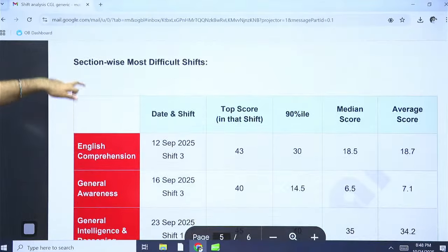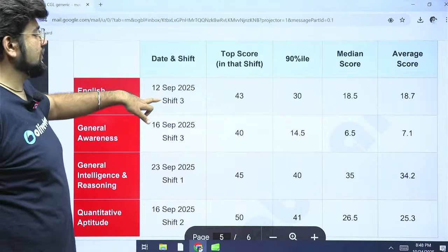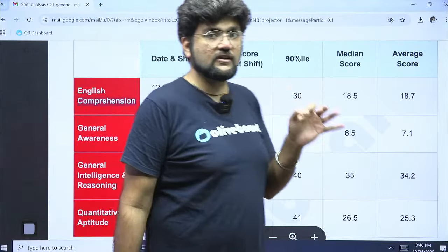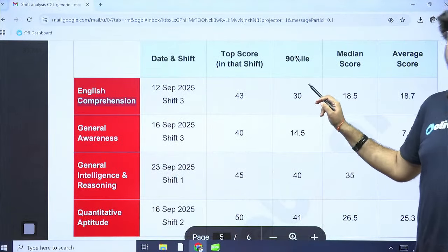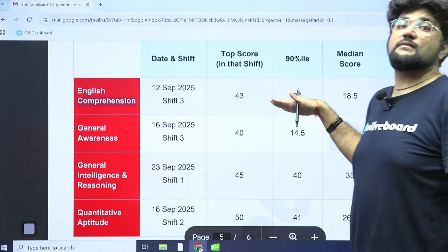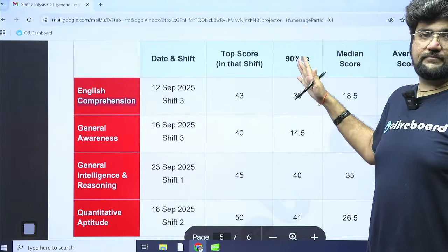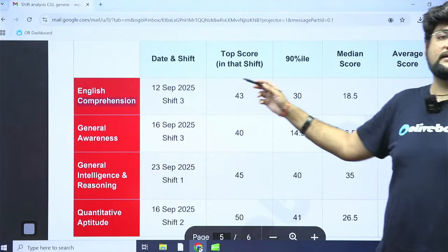Let's look at the most difficult shifts section wise. So this is English comprehension, 12 September 2025 shift 3. 43 is the top scorer in English. So despite being a difficult shift, 43 is a decent score, but look at the 90 percentile, only 30. That means 90% of the students have scored below 30 marks in English, and the top 10% only have scored above 30 in this particular shift. Below 30 marks in English, 43 being the highest.